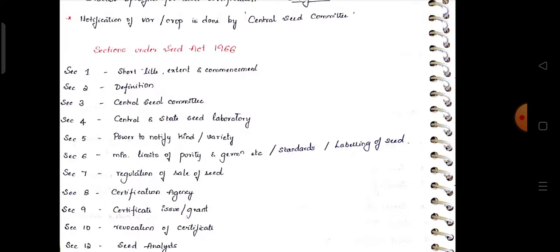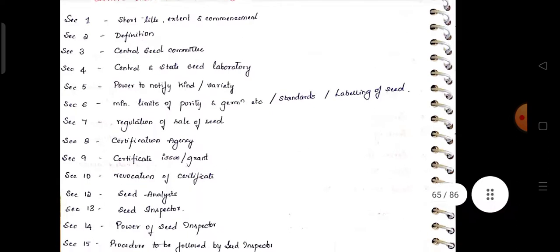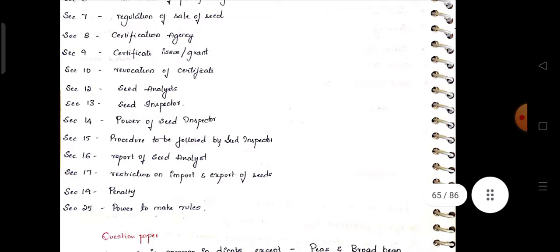Section 5 power to notify kind or variety. Section 6 minimum limits of purity and germination etc. standards, seed labeling. Section 7 talks about regulation of sale of seed. Section 8 about certification agency. Section 9 certification, issue or grant. Section 10 talks about revocation of certificate.